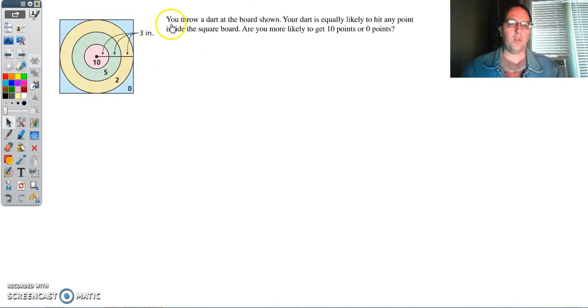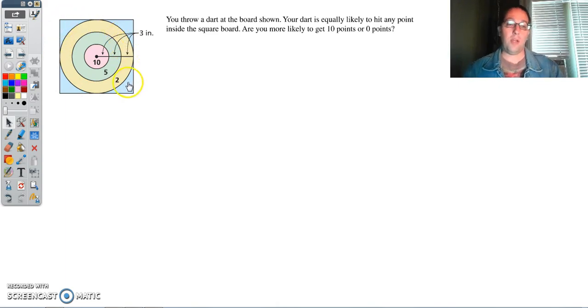What we have here is a dartboard, and we'll assume you're not very good at darts, but you're better than me because you are going to hit the board every single time, and you're equally likely to hit each place on the board. All right? You want to know, is it more likely to get a 10 than it is to get a 0? So these corner pieces.